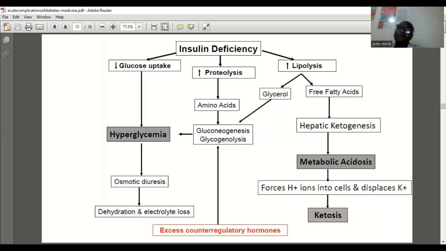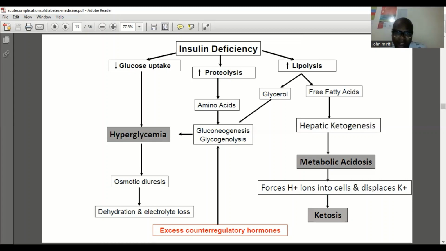Now, on the other side, the glycerol is the one which causes gluconeogenesis; it is converted into glucose. On the other side, lipolysis can result in free fatty acids. Free fatty acids are taken up by the liver, and then there is what is called hepatic ketogenesis. There is a breakdown of these free fatty acids in the liver into ketones, and these ketones are acidic in nature and result in metabolic acidosis.